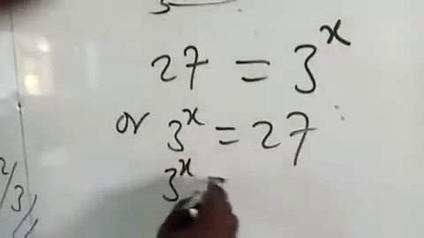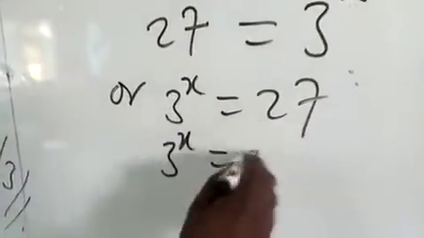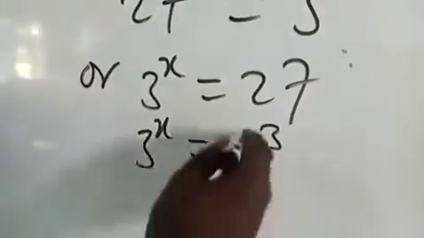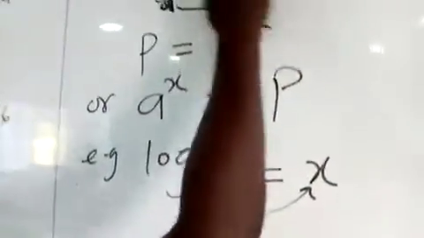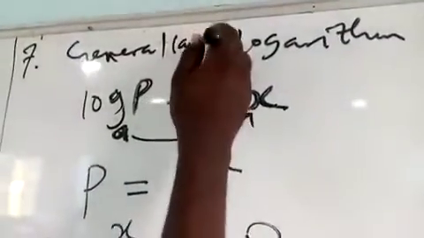3 raised to the power x equals, we know how to express this one from our exponential equation. This is 3 raised to the power 3. 3 and 3, here we go, and x equals what? x equals 3. So that is the general law, the general law of logarithm.